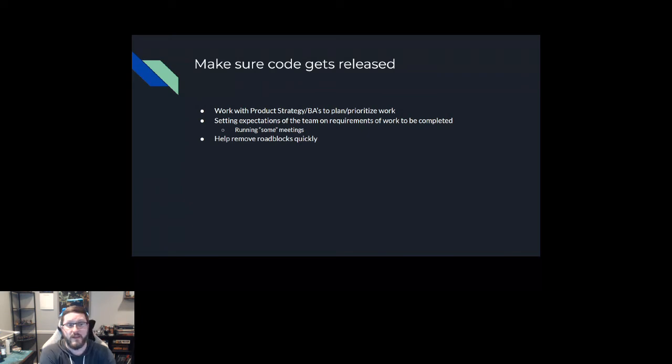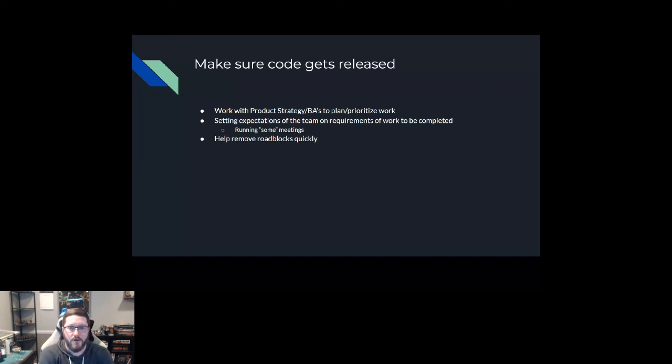The other thing we need to do is set expectations of your team on what the requirements are of the work to be completed. And unfortunately, this kind of requires some meetings. I currently work in the agile space.